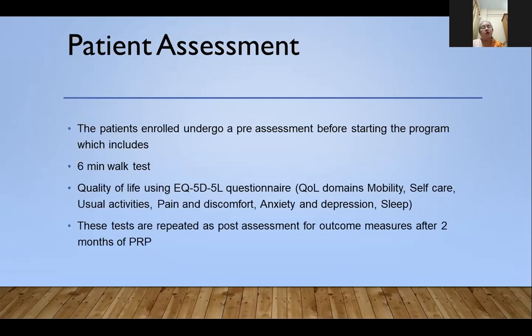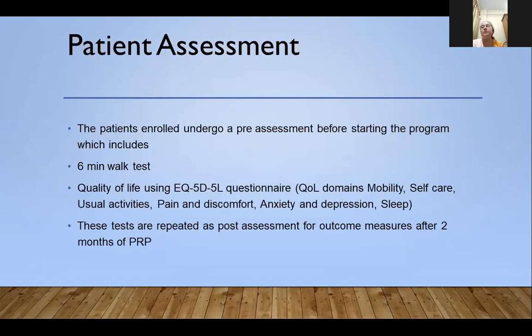Now, always as per SOP, we need to find out how much exercise, what kind of exercise we need to prescribe to these patients. So all these enrolled patients undergo pre-assessment before starting the program. One is the 6-minute walk test and second is quality of life. These tests are repeated at the end of 2 months. So coming to SOP, our rehab program was for 6 to 8 weeks, twice a week. We discussed, the 6-minute test was to assess the exercise capacity.